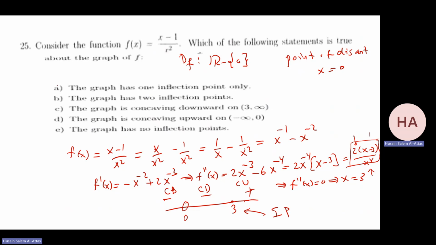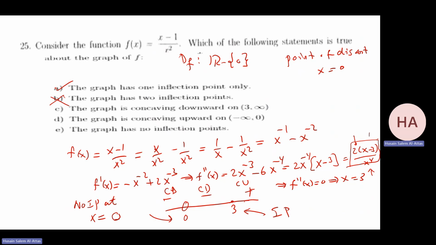Okay, there's only one inflection point, correct. Two inflection points, wrong. Zero is not an inflection point. No inflection point at x equals zero. Just make it clear.